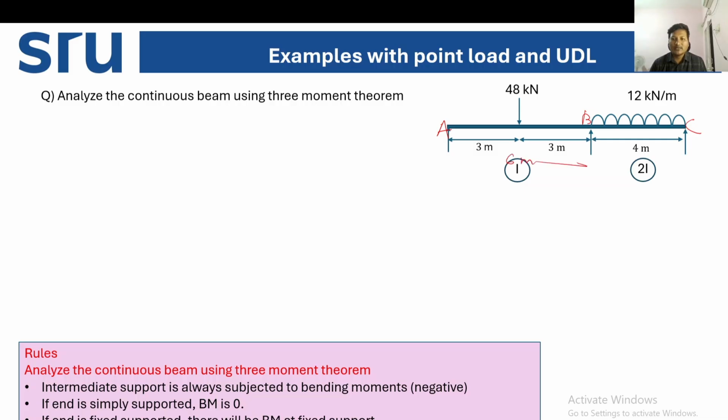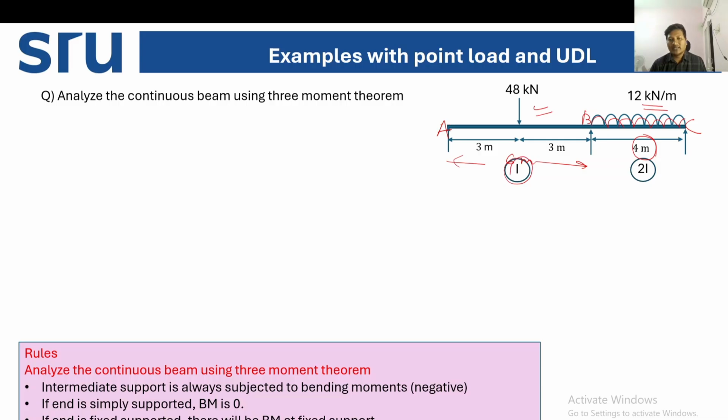A point load of 48 kilonewton is applied at the center, so the distance from the point load to the left support is 3 meter. Similarly, BC is totally subjected to a uniformly distributed load of 12 kilonewton per meter, and the length is 4 meter. And what other information is given in the question?